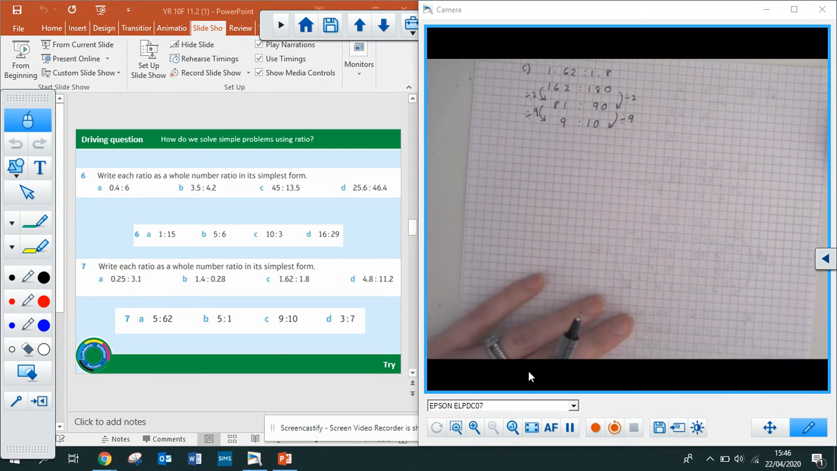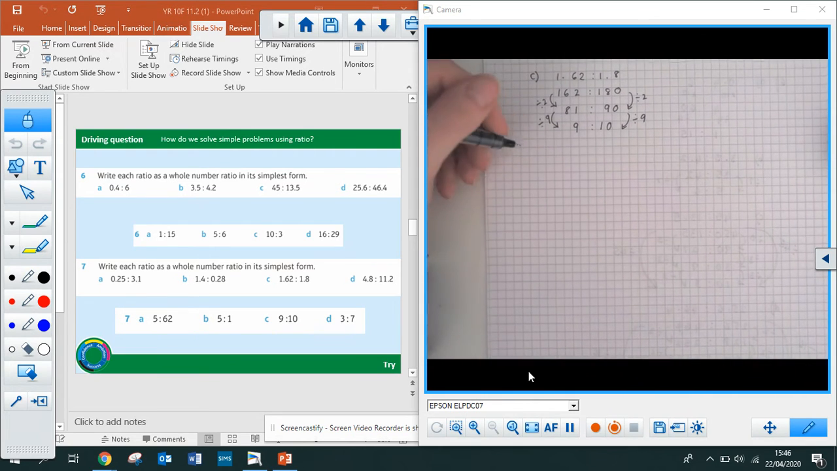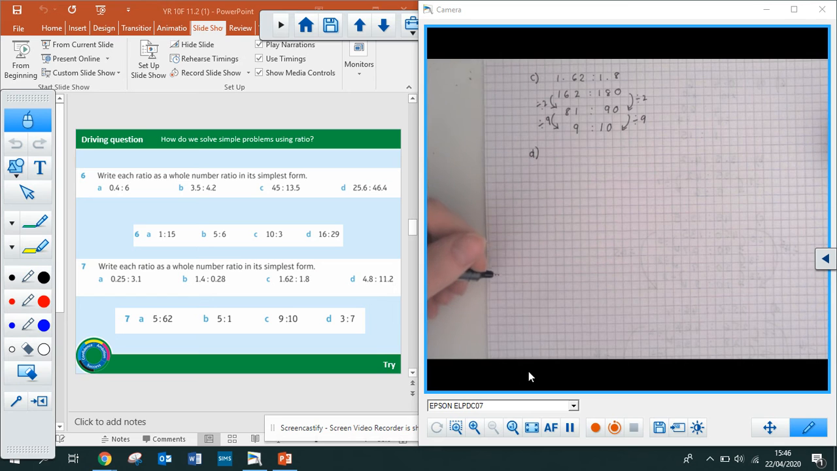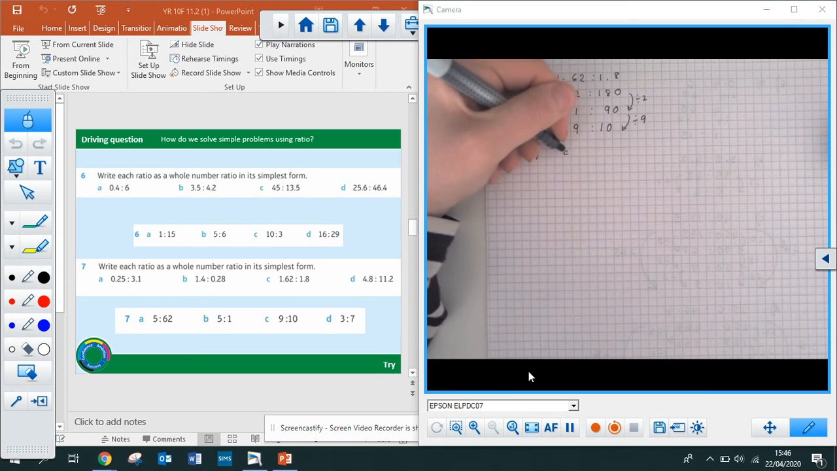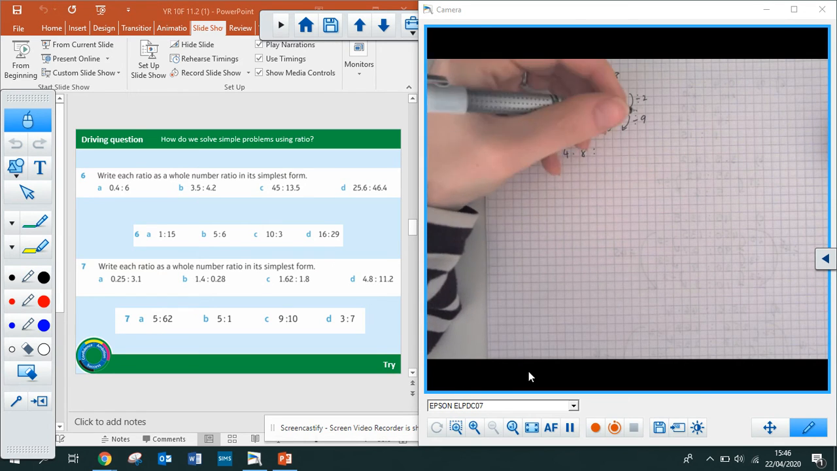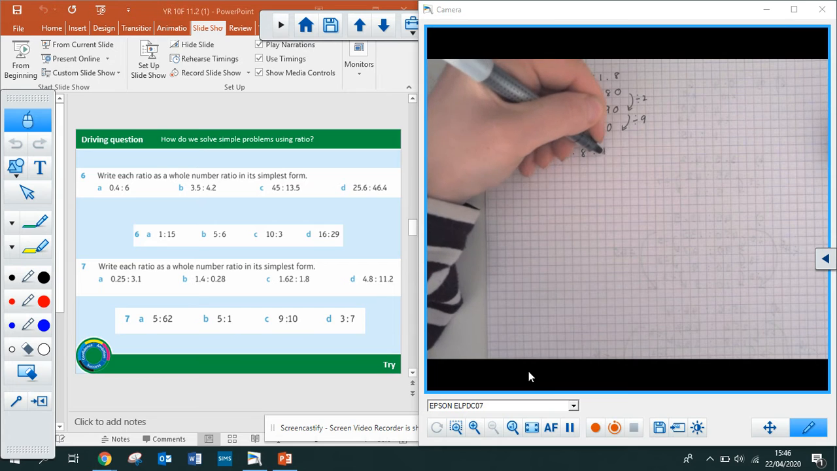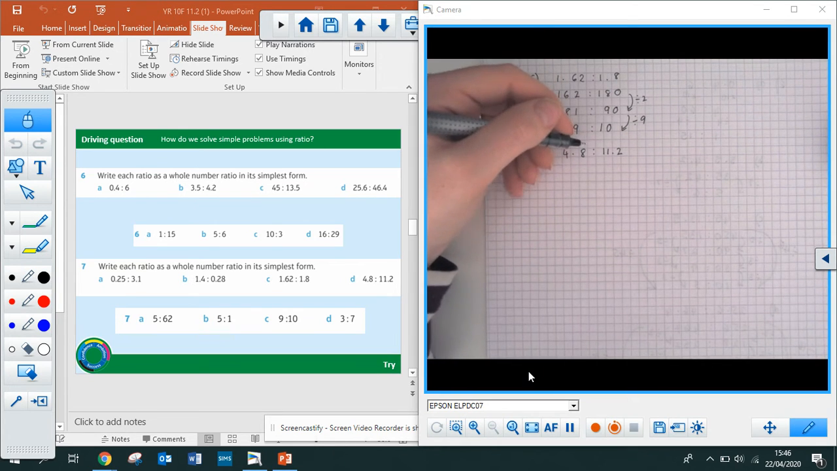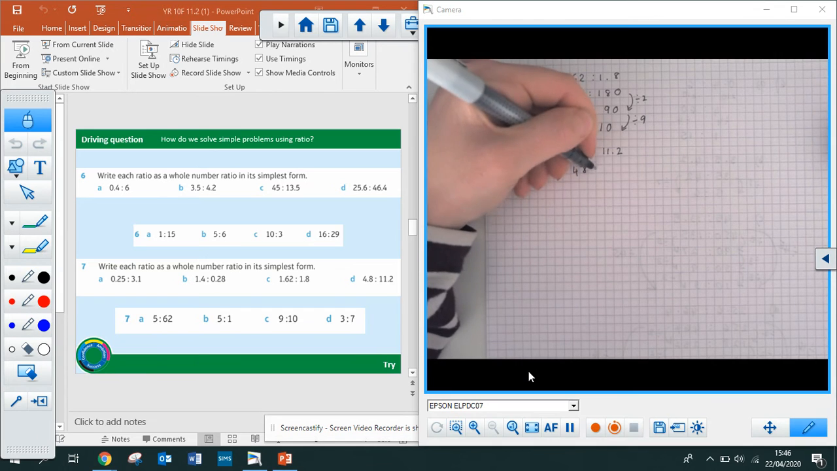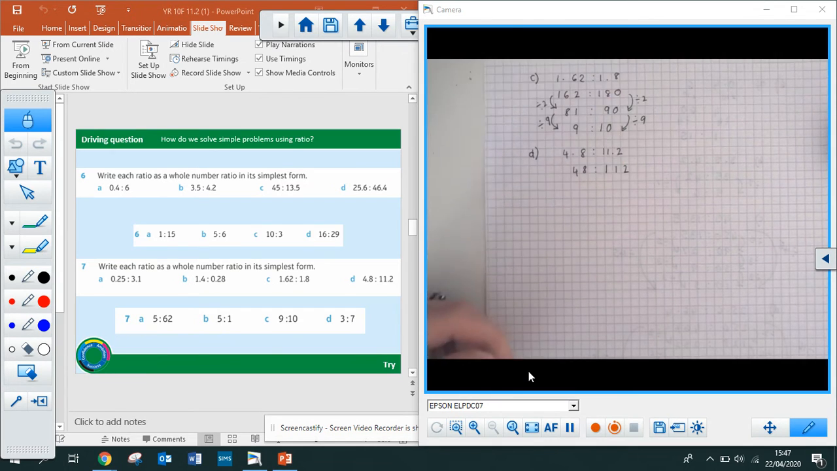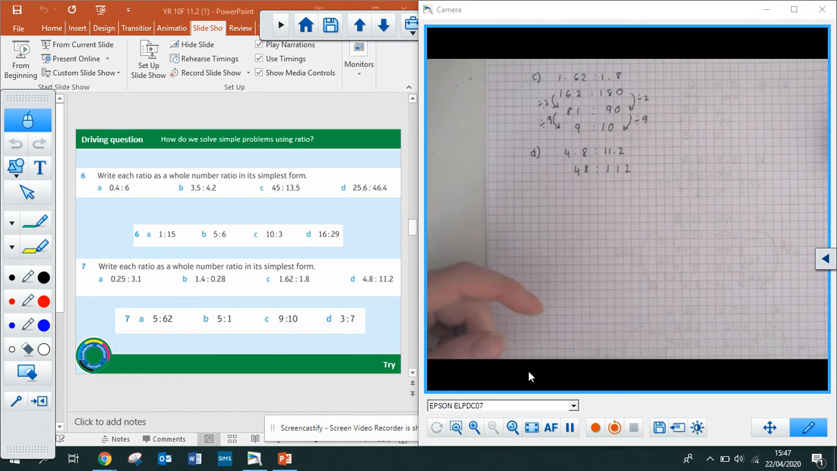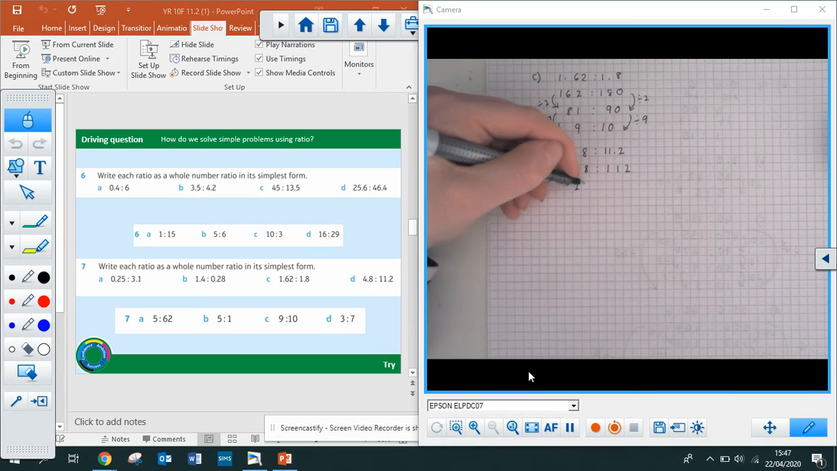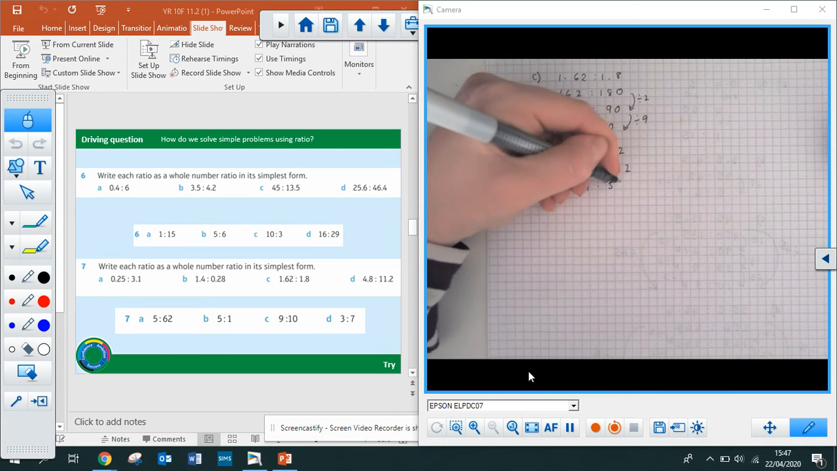And finally, part D. You have got 4.8 to 11.2. Okay, in this case, multiplying by 10 will be enough to eliminate your decimal. So it'll be 48 to 112. You then need to simplify. You can use your HCF as usual, or you can divide by 2 because they're both even. If you divide by 2, you get 24 to 56.